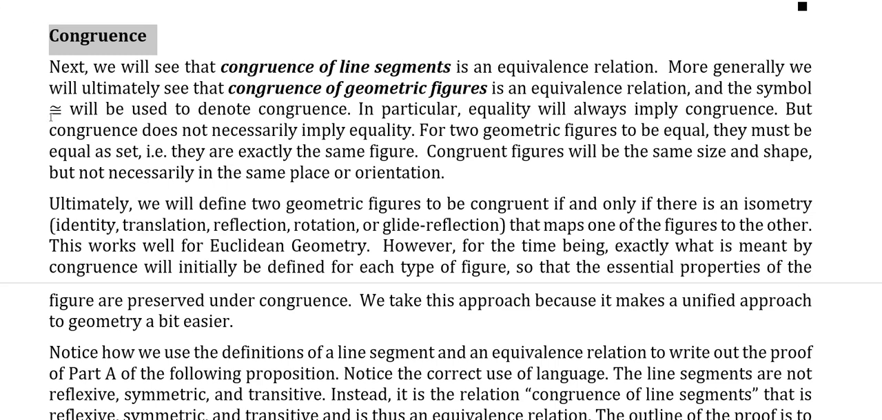And we're going to use this symbol here. It looks like an equals sign with a little squiggle on top. That'll be used to denote congruence. That's our congruence symbol. In particular, equality will always imply congruence, but congruence does not necessarily imply equality.